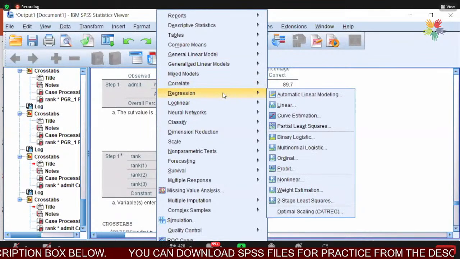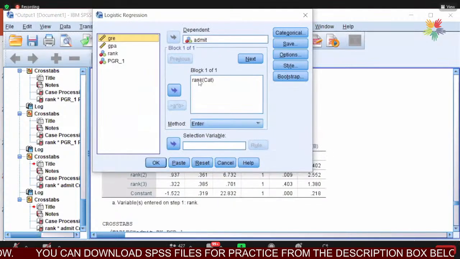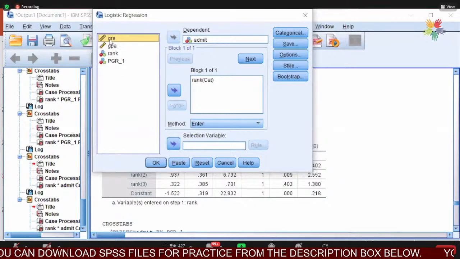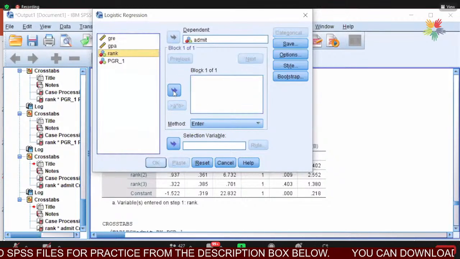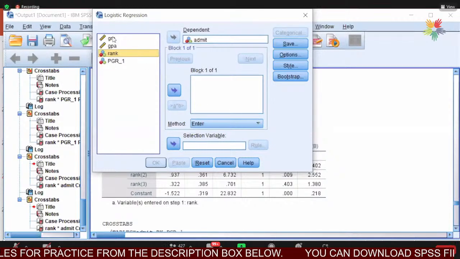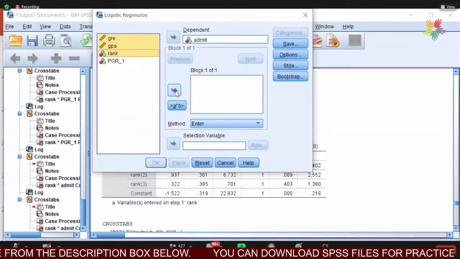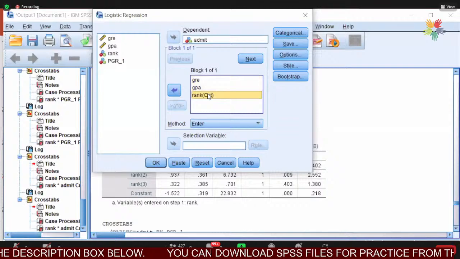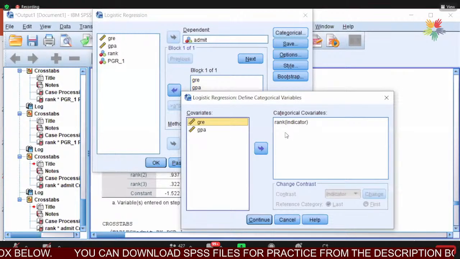Analyze, regression, binary logistic regression. Let us put all the remaining also. So how to run with all? This is the category variable, right? We'll go here and specify that it is a rank.